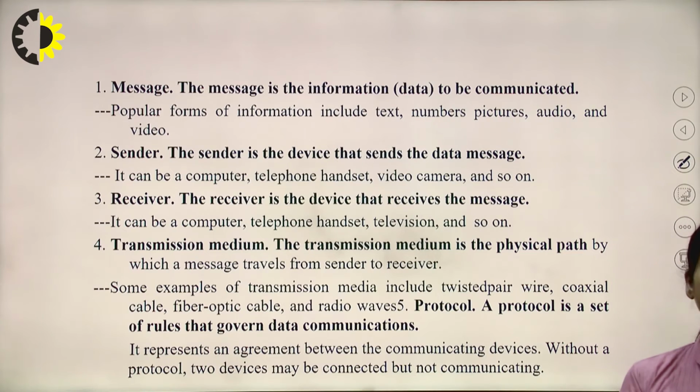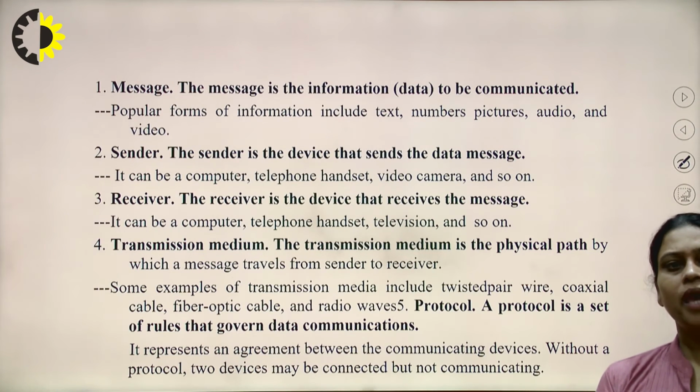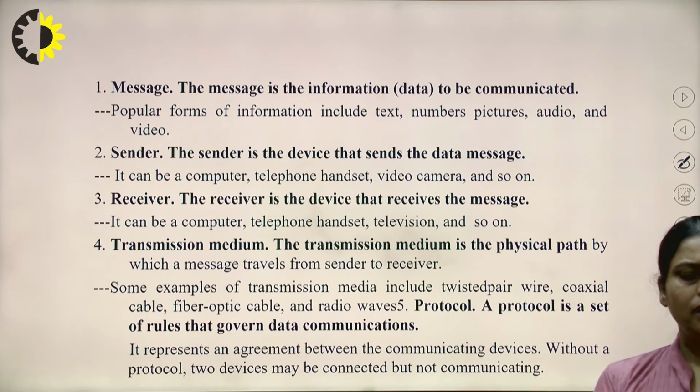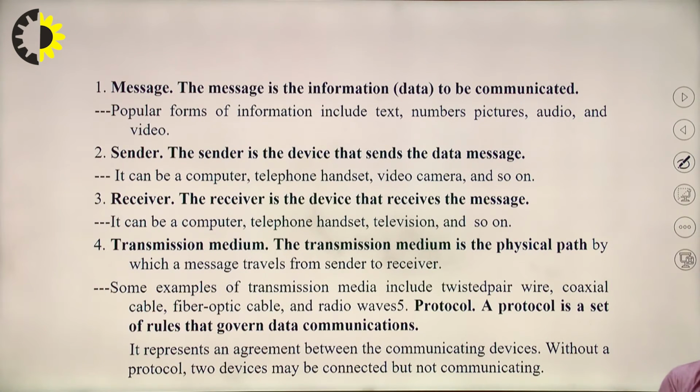Second is the sender. Sender is a device that is capable of sending the data or information or message. It can be any device, it can be a computer, telephone, handset, video camera and so on. Next component is the receiver. The receiver is a device that is capable of receiving the information. It may be a computer, laptop, handset, television, etc.